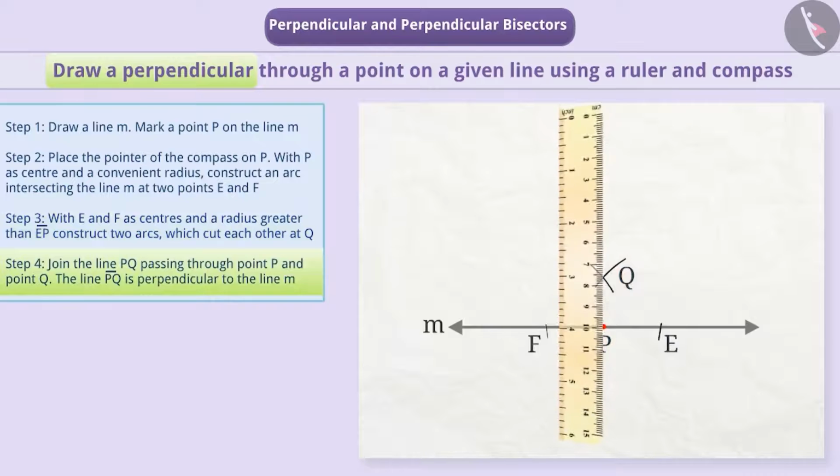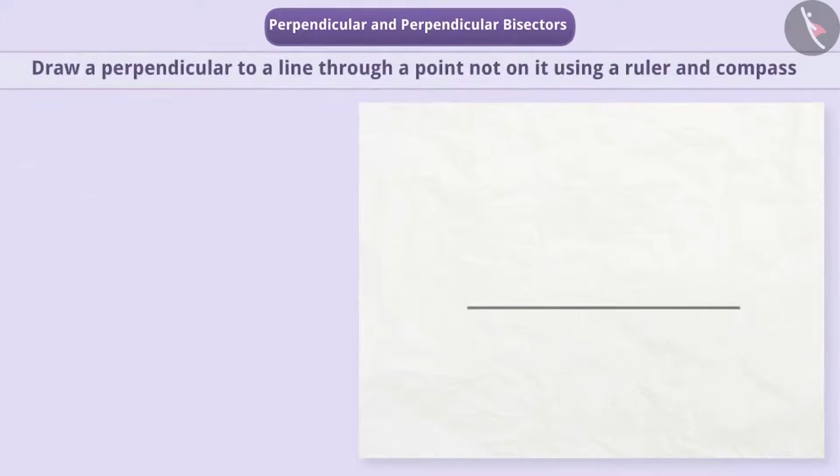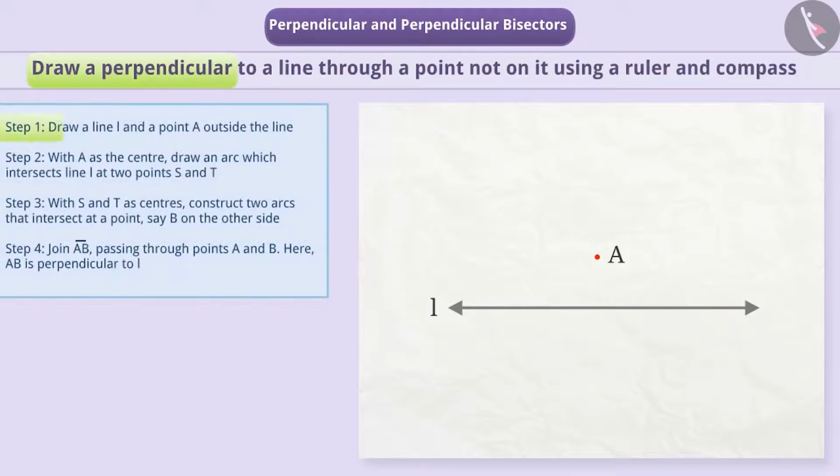Step 4. We will join the line PQ passing through point P and point Q. The line PQ is perpendicular to the line M. Now look here. We are given a line L and point A is not lying on the line. Just think, how can we draw a perpendicular to the line through this point? Let me explain. Here, we will use a ruler and a compass to draw a perpendicular.